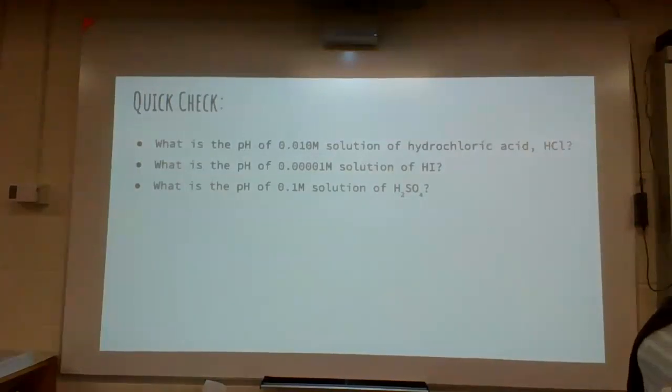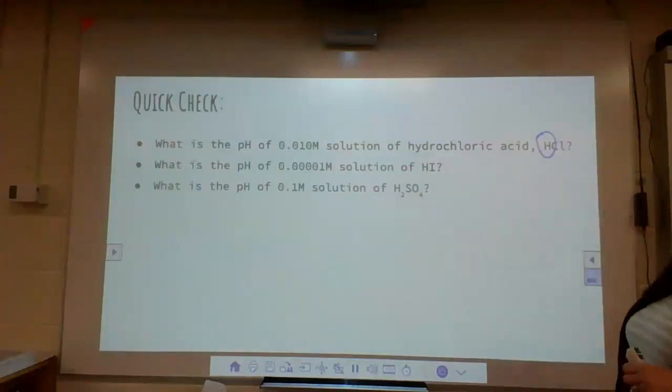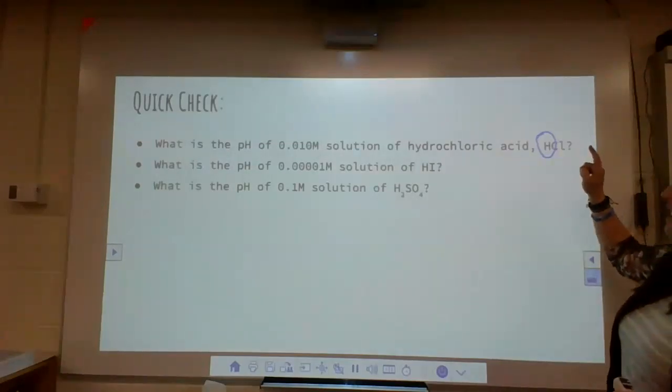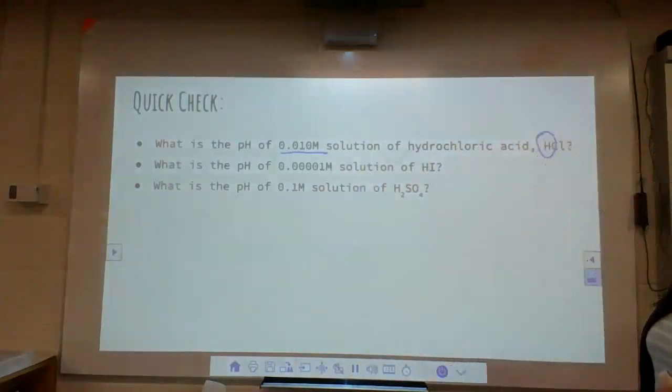So here's our first quick check. What is the pH of 0.01 molar solution of hydrochloric acid? So hydrochloric acid is monoprotic, has 1 hydrogen ion. Each time it dissociates, it produces 1 hydrogen ion. So that means that the concentration of the acid will be equal to the concentration of the hydrogen ions.